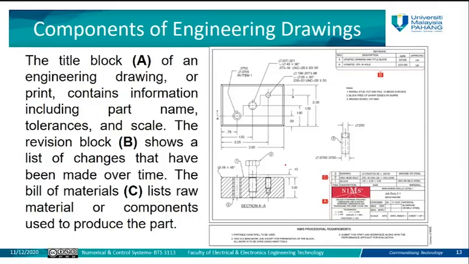So here also any information about the updates with the dates will be indicated here, and who approved these updates, and so on. So you can see here, this is part C, which is the place to list the raw materials. The part A places the information about tolerance and other scale, and so on. And the part B here places the information about the change or revision made for this drawing.